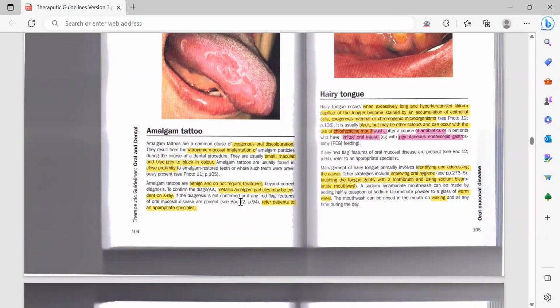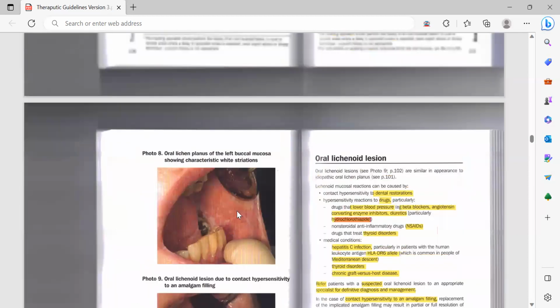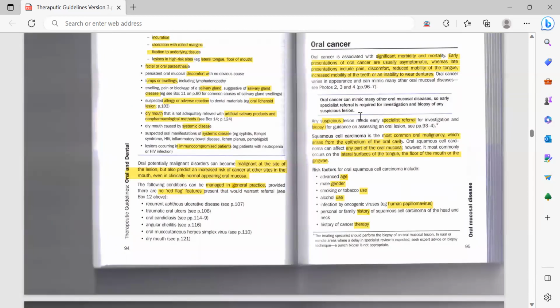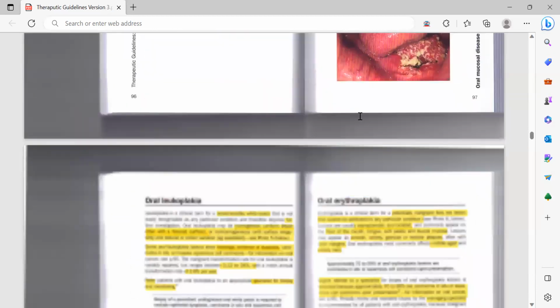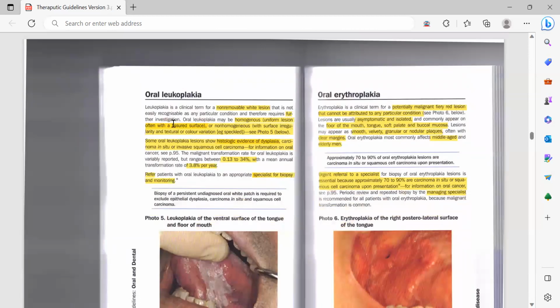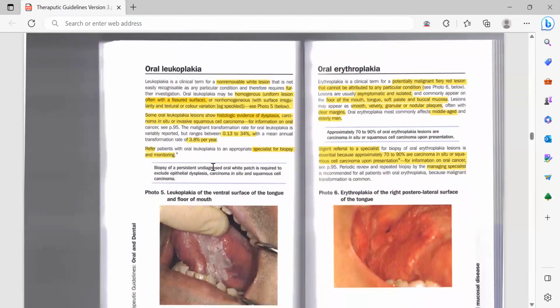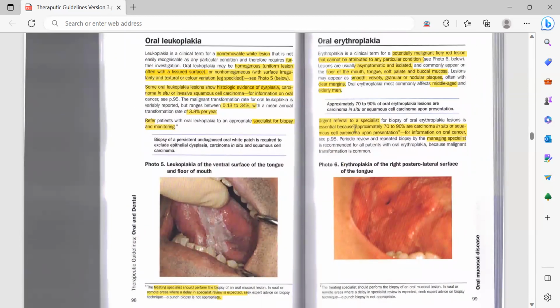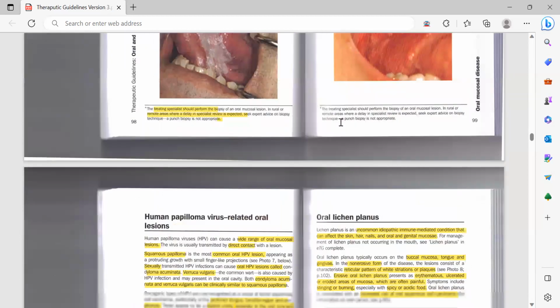If the diagnosis is not confirmed, or if any red flag features of the oral mucosa are present, then refer them to the appropriate specialist. Okay, so what we have read so far: if there is any suspicion of oral cancer, just straight away refer them to the specialist. If leukoplakia, refer. Erythroplakia, refer. In this case it is a normal referral, and in this case it's an urgent referral.